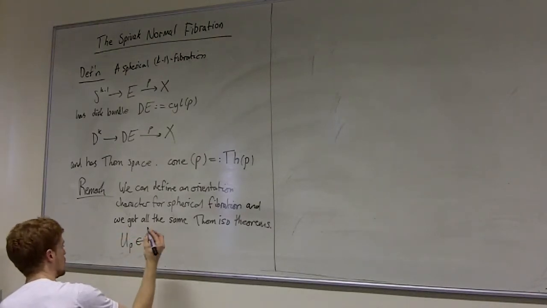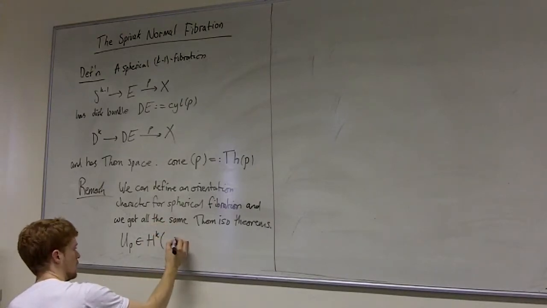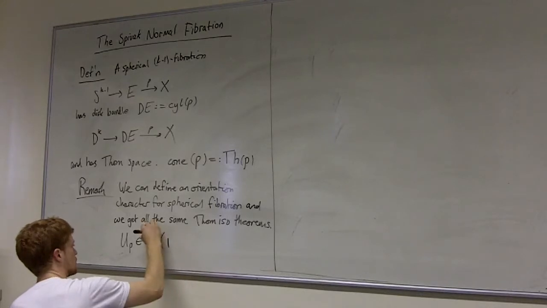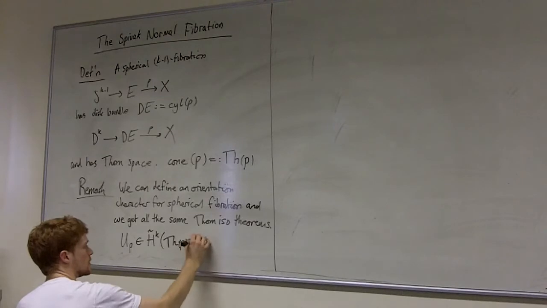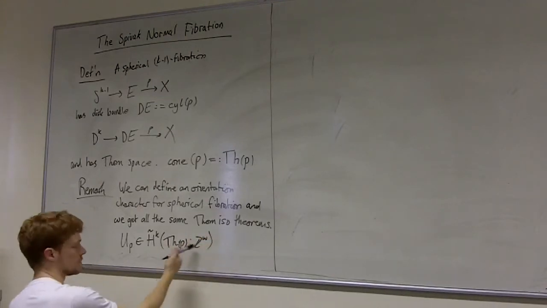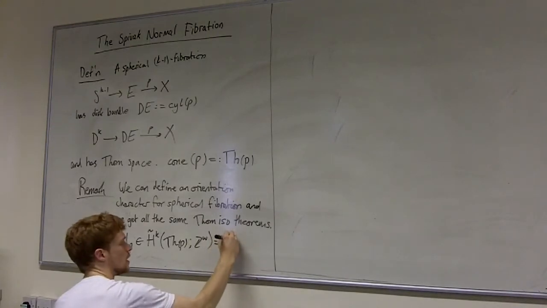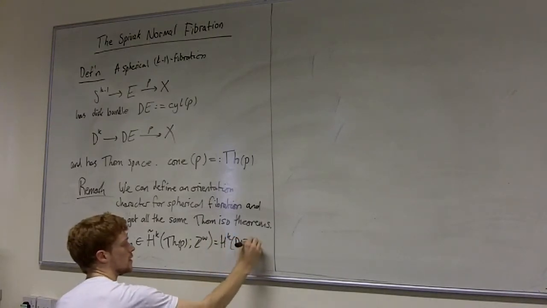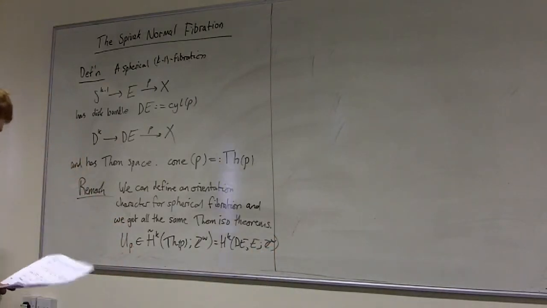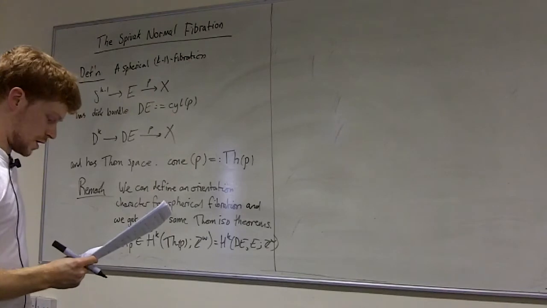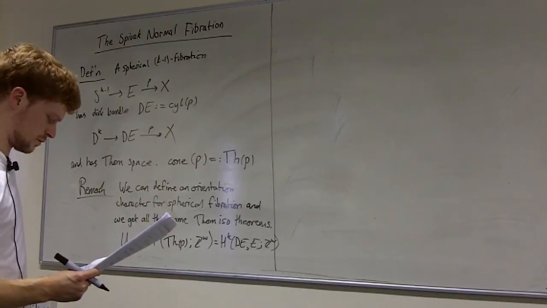So it's now living in H^K of the Thom, well, the reduced H^K of the Thom space with twisted coefficients. So this is the point that we can define this thing. So this is going to be H^K of DE, twisted coefficients. What does that mean?